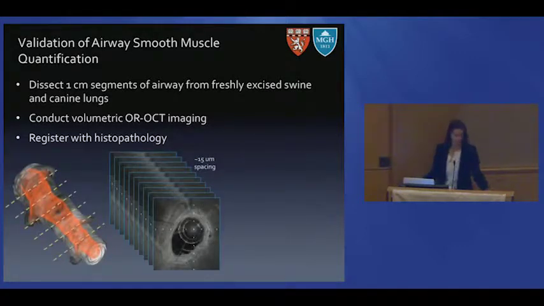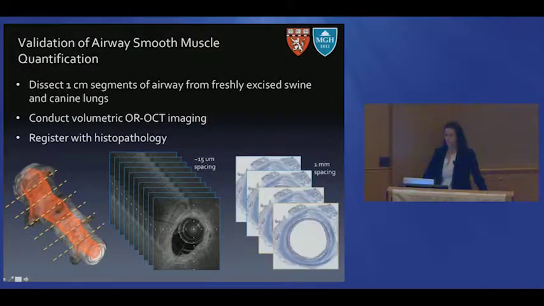So now that we had this technique, we wanted to be able to validate that. And one of the things we did is we dissected 1 centimeter segments from swine and canine lungs. And we imaged them volumetrically, that intact segment, with our imaging system at 15 micron spacing, and we then sent that segment off to pathology, and we were able to get histology slides that we could match back to our structural OCT.